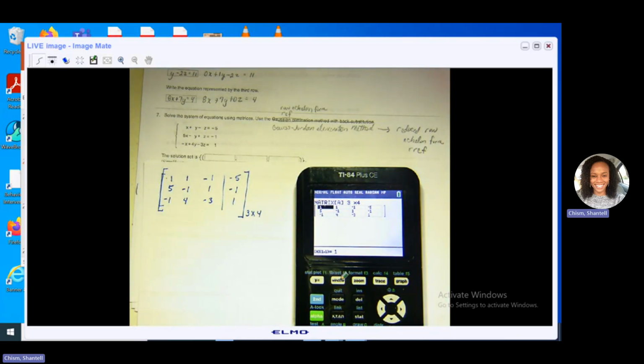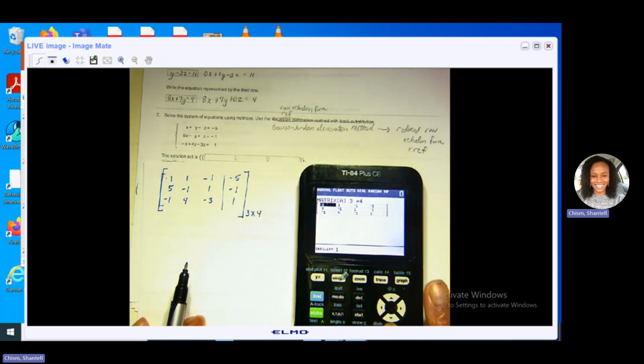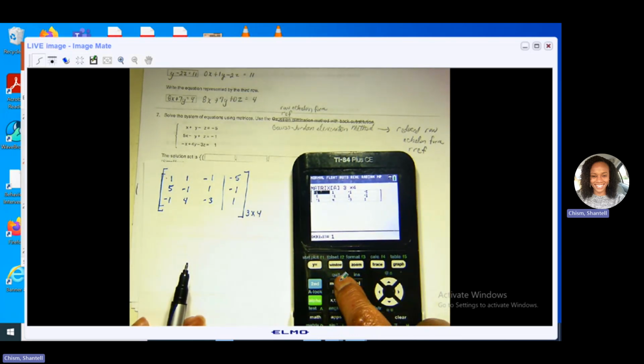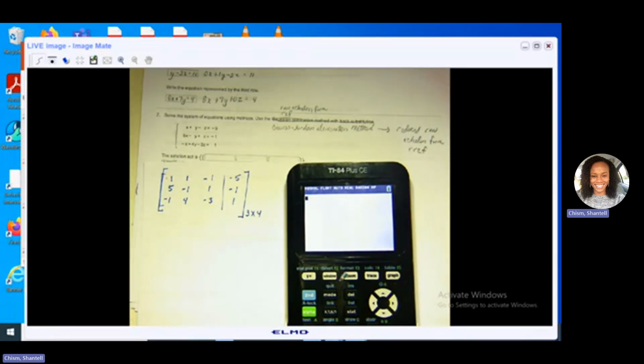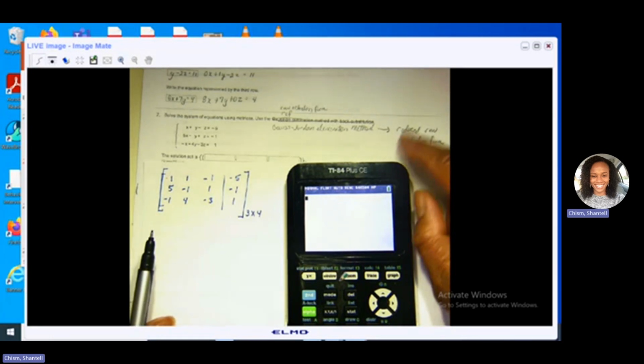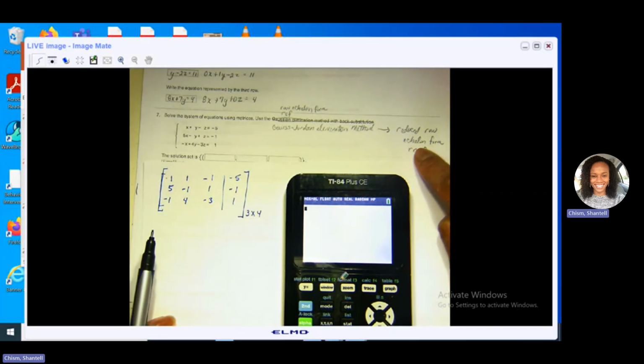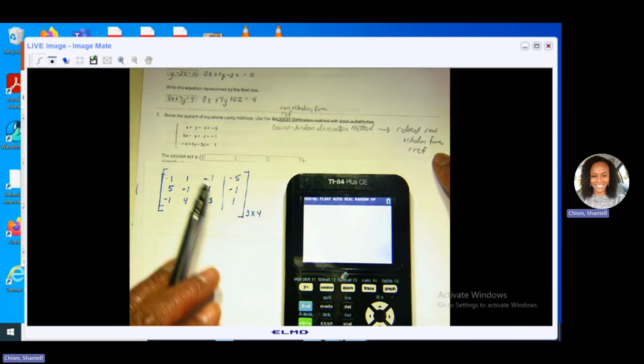Now, when you're done editing, please make sure you get out of the matrix, because you don't want to perform any operations while you're still inside edit. To get out of the edit screen, press second mode, which is just quit. That takes you back to your home screen, and from your home screen is where you want to perform your work. So what we want to do is perform RREF, reduced row echelon form, on this matrix.